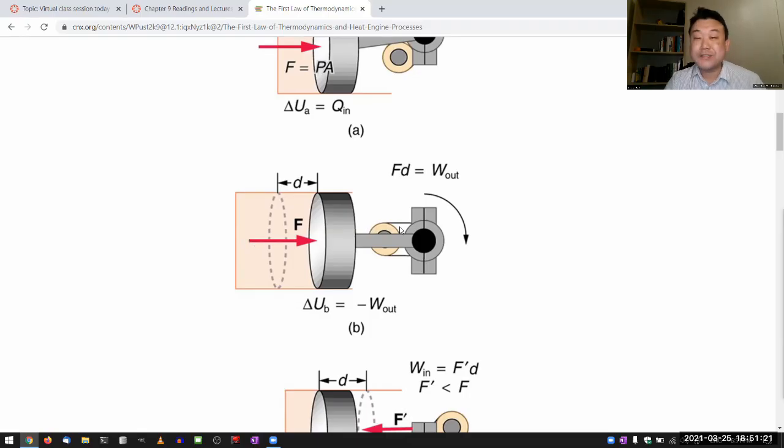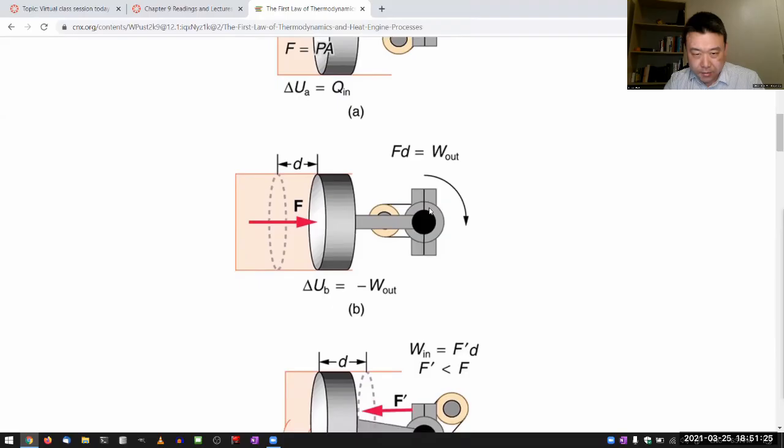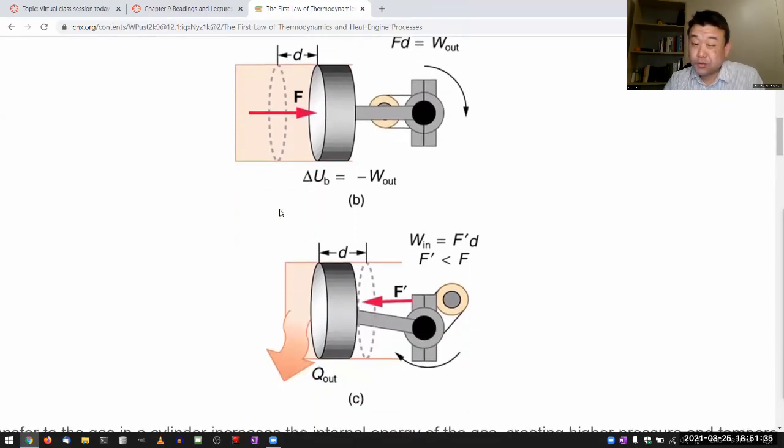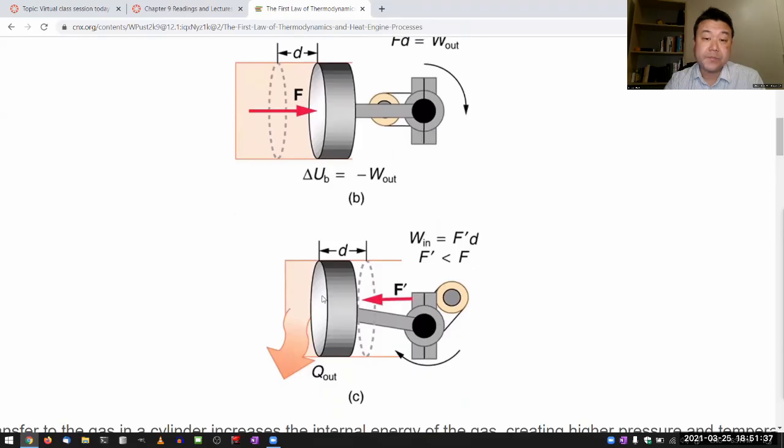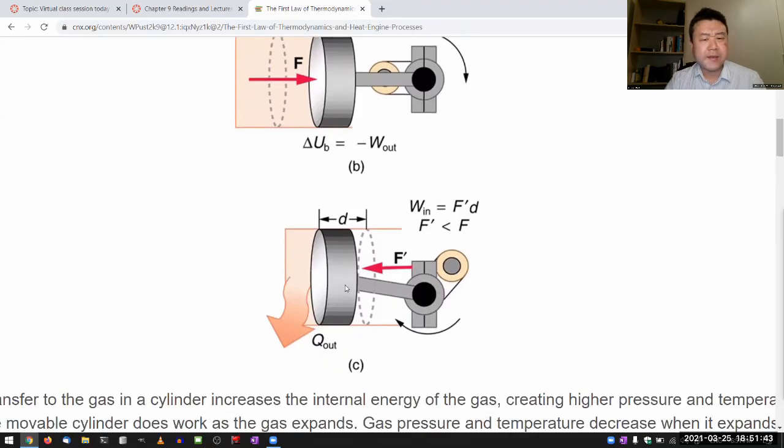But we can't leave things there because we don't have one-time use engines. We would like to keep using the engine. We can't just throw it out. So this has to come back to the original position. And this coming back to original position involves moving the piston back, and moving the piston back involves doing work on the system. So this is the return stroke, I think.